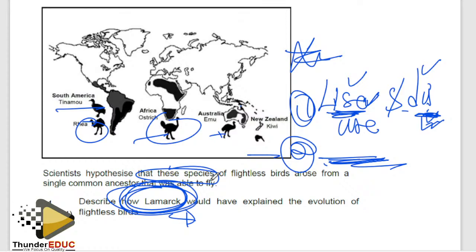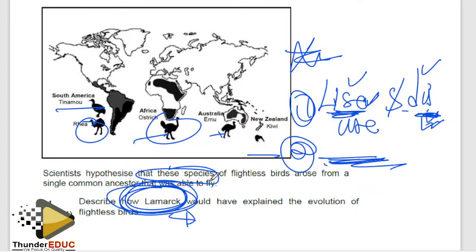By not using this character of flying, they became flightless, just like that. There is not enough evidence to show that. Don't just say that there is not enough evidence to support the theory. How? Which evidence? It's too broad, so we won't give you a tick.